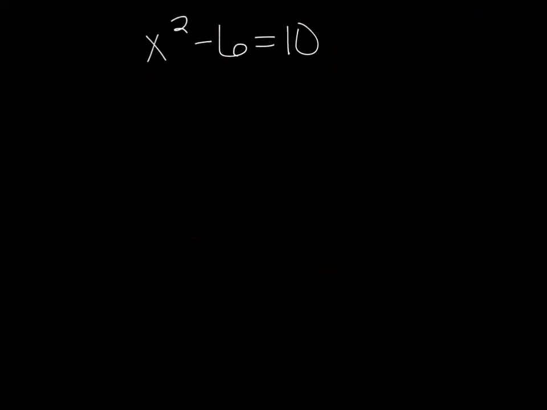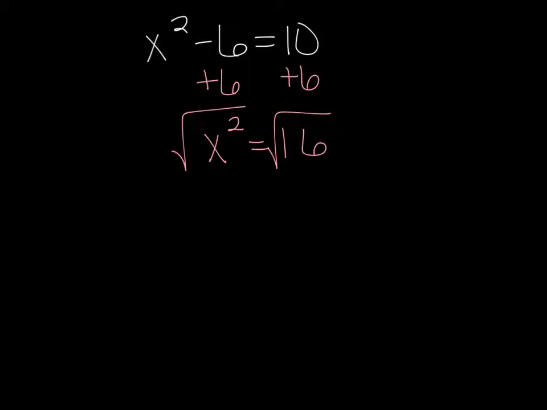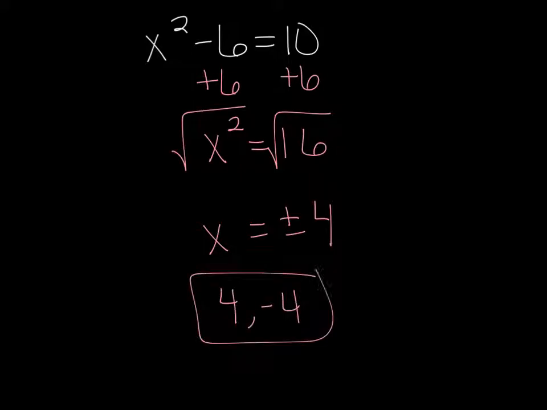Alright, this one we need to get the x squared by itself before we take the square root. So we'll add 6 to each side. X squared equals 16. Then we take the square root, and we happen to know that 16 is a perfect square. That would be 4. And then we need plus or minus. And again, don't forget the square root and the square cancel each other, leaving you with x. So 4 and negative 4 are your two answers.